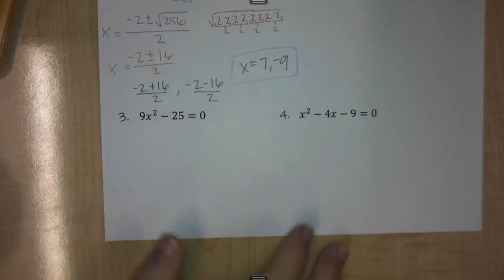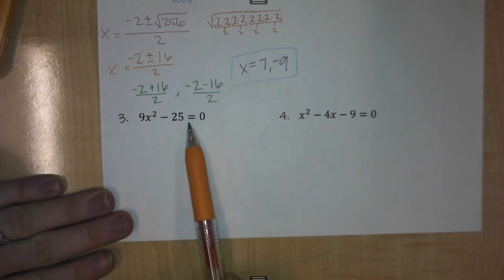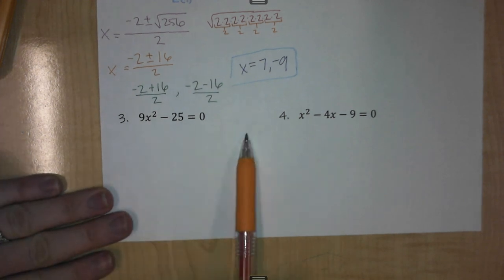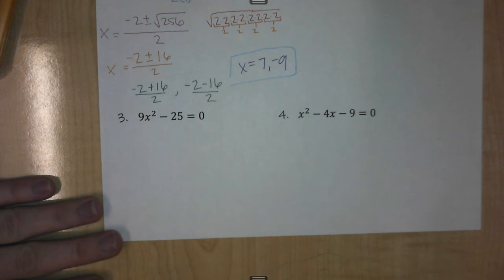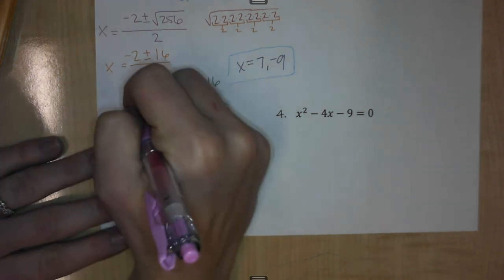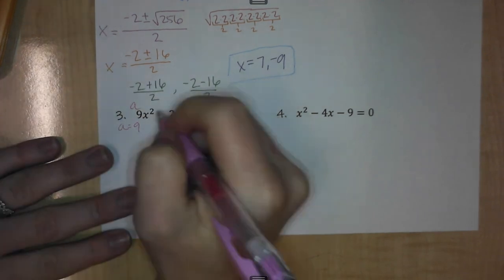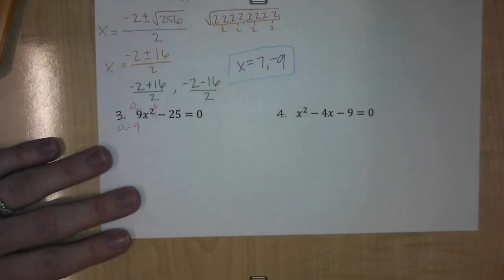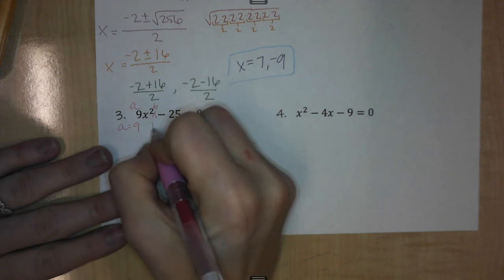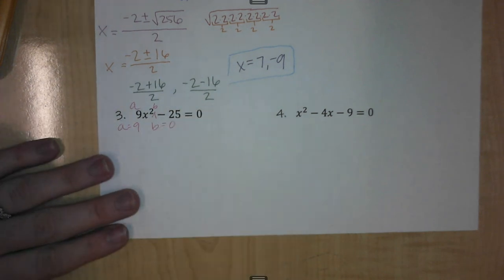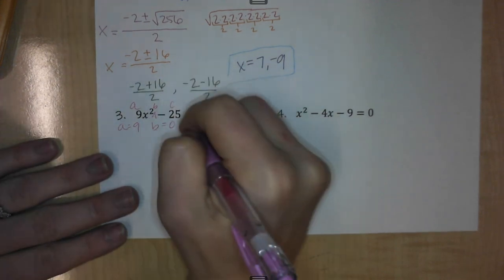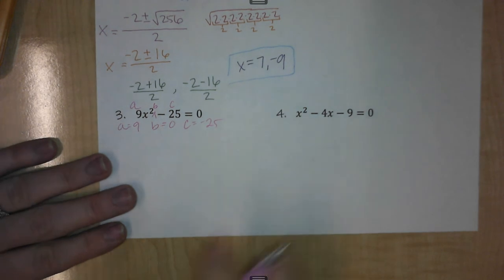All right, let's try number 3 here. Write in standard form. Is it in standard form? Everything is on the left-hand side. There's nothing over here hanging out on the right-hand side. So step 1 is done. Let's identify our a. So a is 9. Our b, uh-oh, there's no b term. If there is no b term, then b is 0. And c is negative 25.